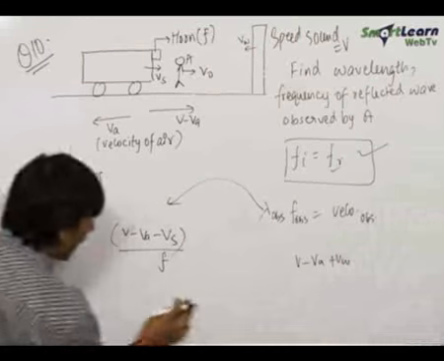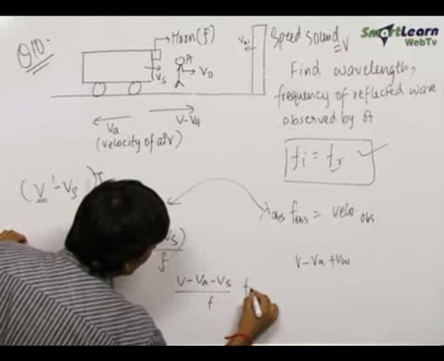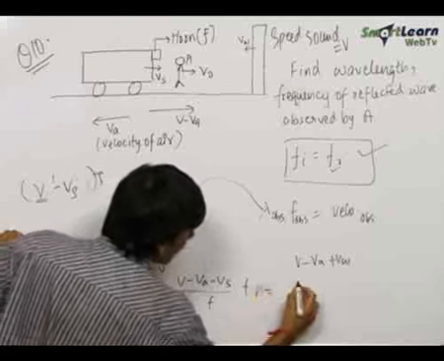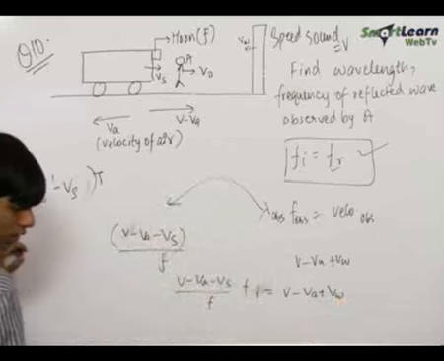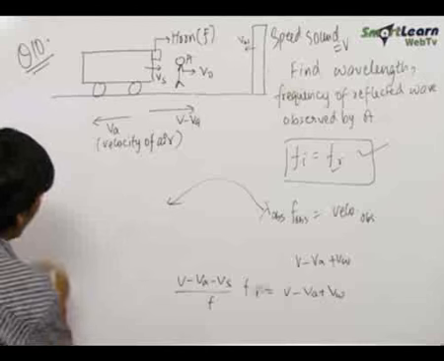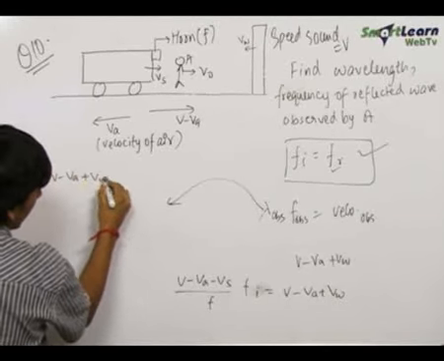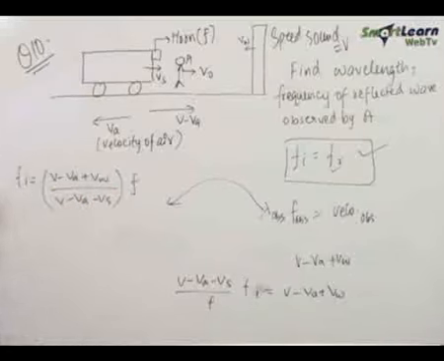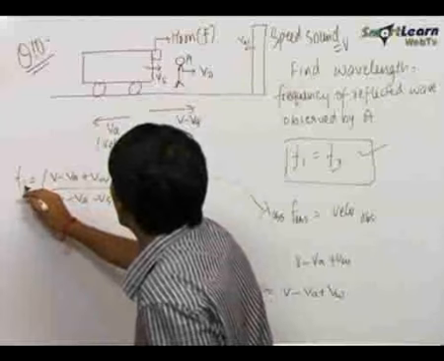Therefore, on substituting the values, we get (V minus Va minus Vs) upon F into F observed, or rather F incident. This will be equal to the velocity of sound with respect to the observer, that is V minus Va plus Vw. Therefore we can write F incident is equal to (V minus Va plus Vw) upon (V minus Va minus Vs) into F. Now we know the frequency reflected by the wall, that is equal to Fr.